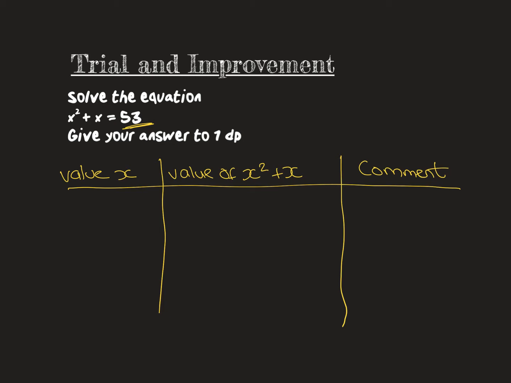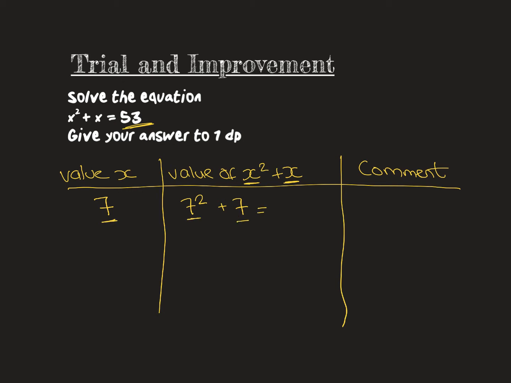So for this equation, I'm going to start with, I need to think, 7 squared is 49. So if I use 7 and I square that and I get 49, well, I'm going to be quite close to 53. So I'm going to put in here 7. So 7 squared plus 7, because the equation says I have to do x squared plus x, and x is 7. So I'm going to do 7 squared plus 7.